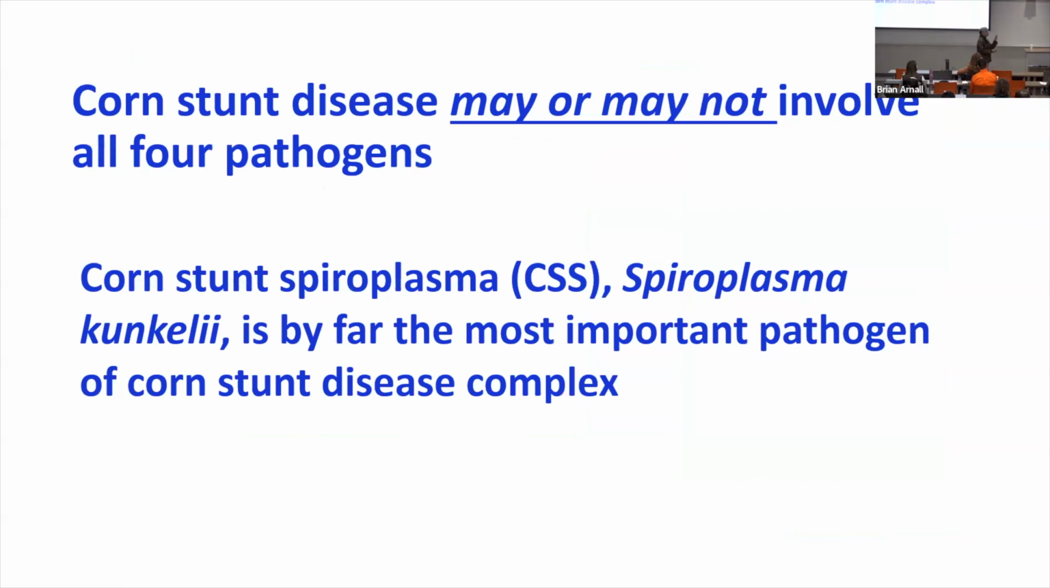All right, so important to note that corn stunt disease may or may not involve all 4 pathogens in this complex. Corn stunt spiroplasma, as I said before, is by far the most important pathogen because it always seems to appear every time. Would you concur with that? It's always there in corn stunt.